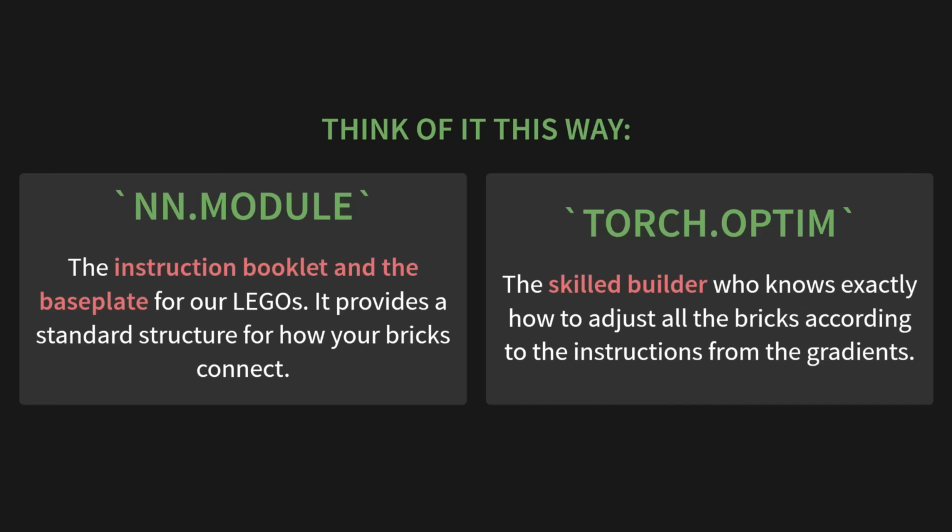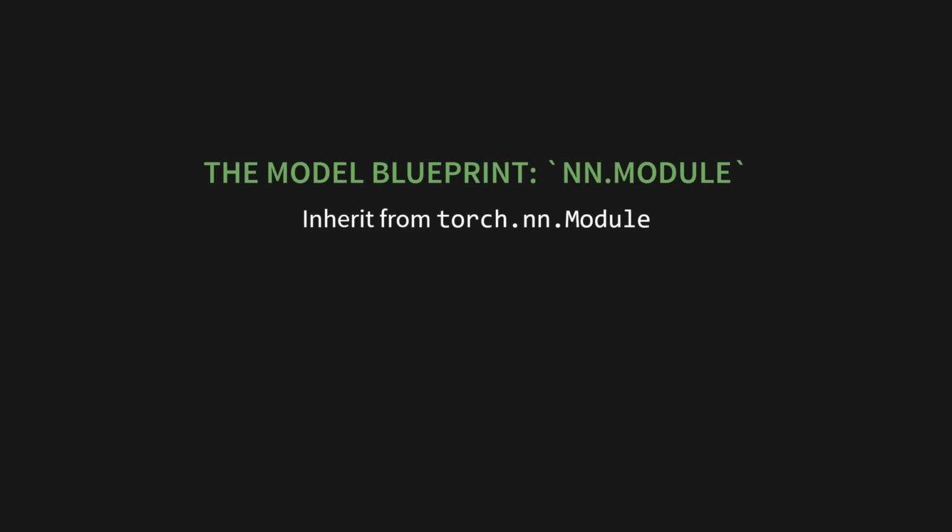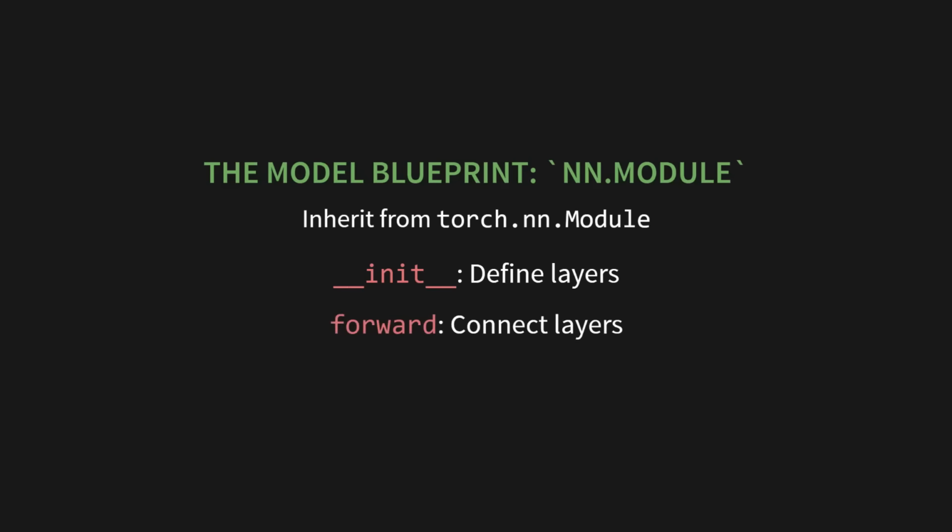So let's do it. Let's refactor to professional PyTorch. Clean, standard, and scalable. First up is the model blueprint, nn.Module. The pattern is always the same. You inherit from torch.nn.Module. You define your layers in the __init__ method. And you connect the layers in the forward method. That's it. Let's rebuild our model.